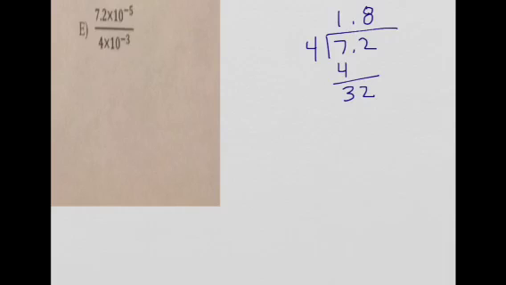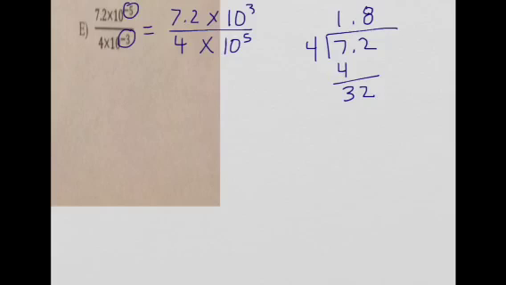All right, let's try another one. Now this one, we have a problem because we have some negative exponents, and we cannot simplify until all of our exponents are positively happy. So we're going to go ahead and rewrite this. 7.2 times and 4 times. Now, because this is a negative, we need to put him down in the denominator to make him positively happy. And because this is a negative, we need to put him up in the numerator to make him positively happy.